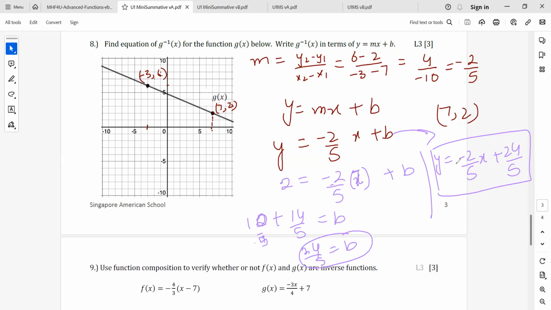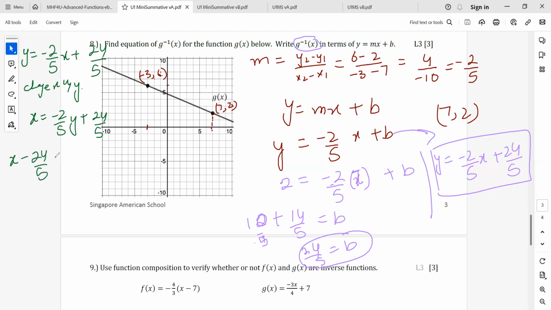So we have found y. Now what were they asking? They were asking to write g inverse x. They were not asking to find y. So y is equal to -2/5 x plus 24/5. Now change x and y, which will become x is equal to -2/5 y plus 24/5. Now solve for y. Do you remember how to do the inverse function?